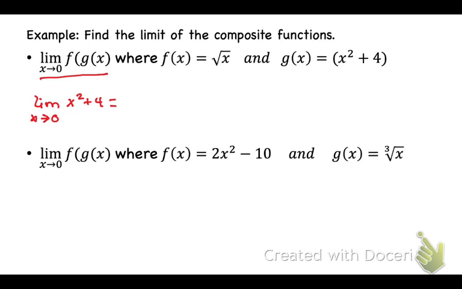A 4. You plug in the 0, 0 plus 4. Then you plug the 4 into f. So f of 4. So the square root of 4 is 2.